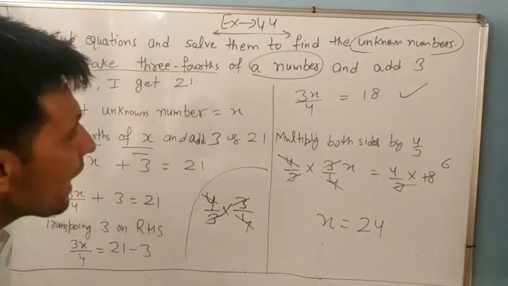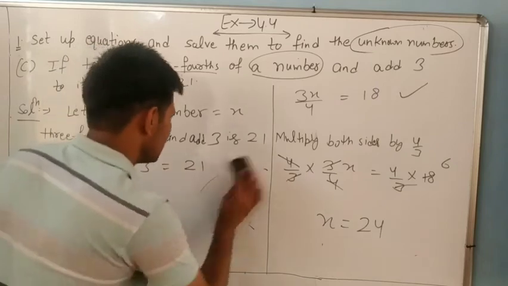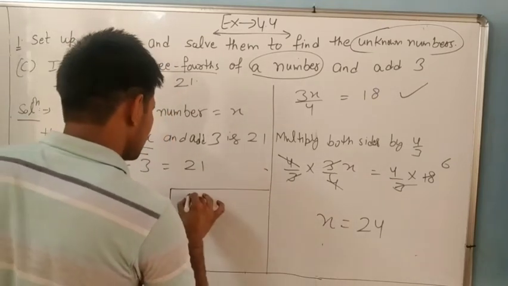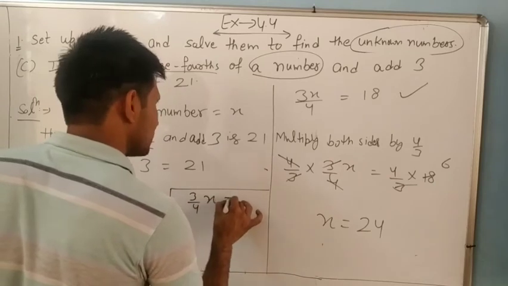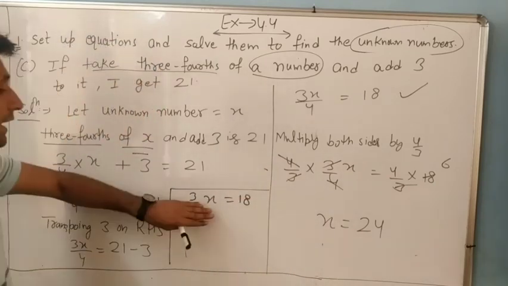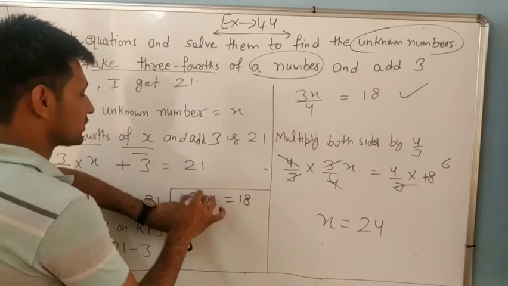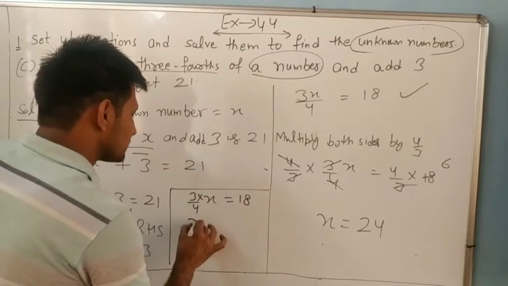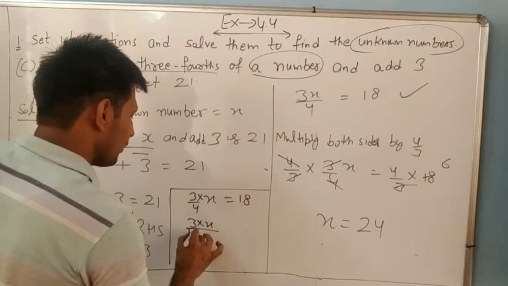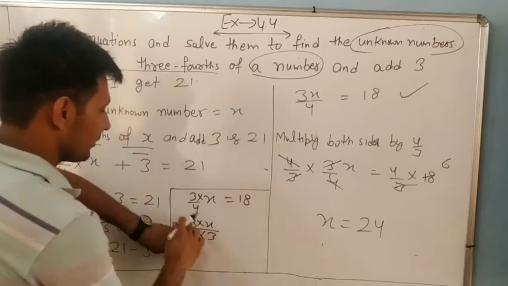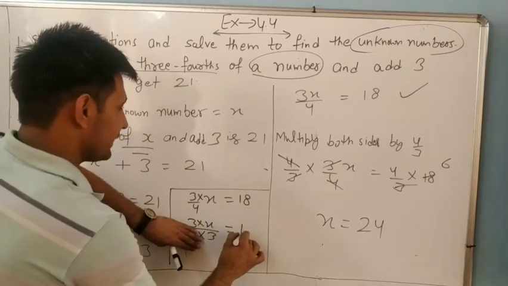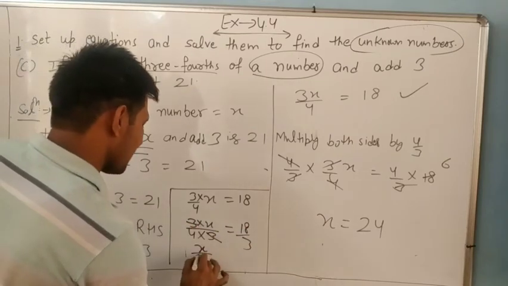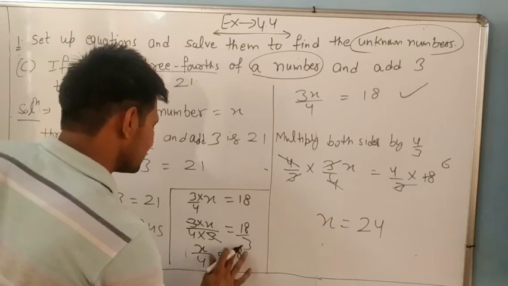Some students are thinking, sir, it is given 3/4 x equal to 21. I want to remove only the first 3 because 3 is multiplied. So divide both sides by 3. We divide. So 18/3 is our right side. 3 cancels 3. It is x/4 equal to 18/3.